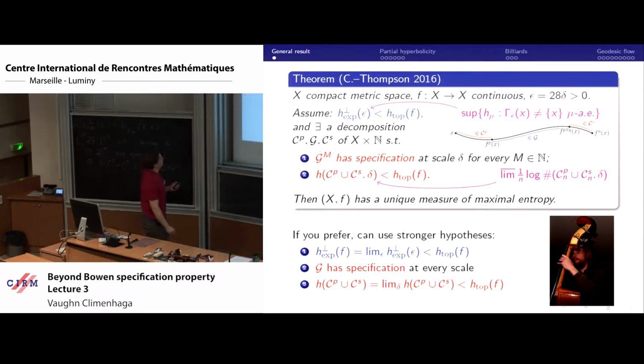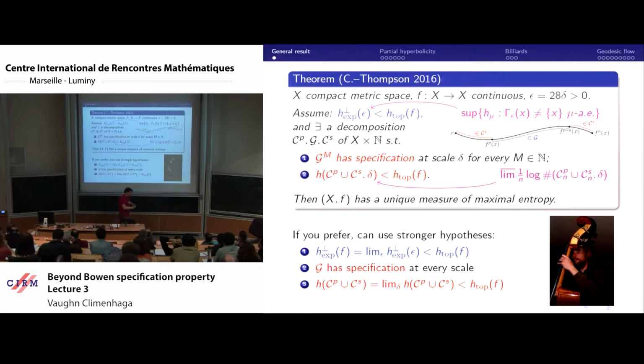Where, once again, I remind you that by this, I mean that you count the number of prefix, suffix, orbit segments of length n, which are distinguishable to scale delta. So you cover it by an n, delta separated set, or spanning set, I guess, and then you take the growth rate. Under those conditions, there's a unique MME. So that's the main theorem, which we spent the last 2 lectures discussing.